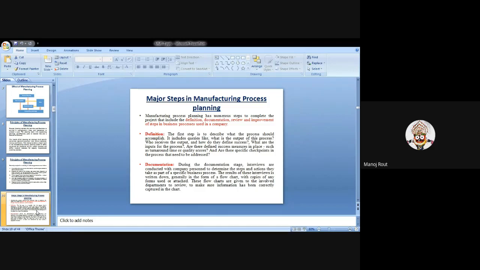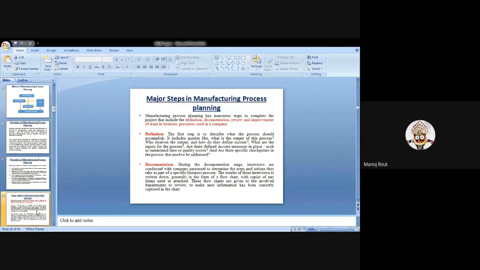It includes queries like: what is the output of the process, who received the output, how do they define the success, what are the inputs for the particular process, and have they defined success measures in place such as turnaround time or quality score. And the last one is: are there specific checkpoints in the process that need to be addressed?